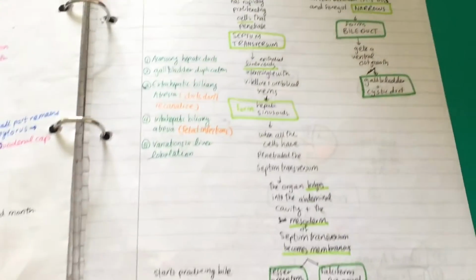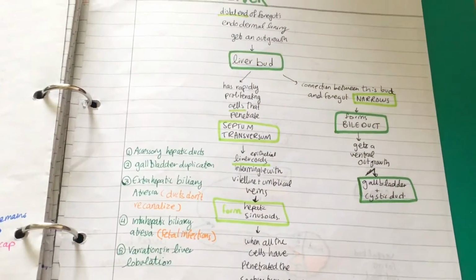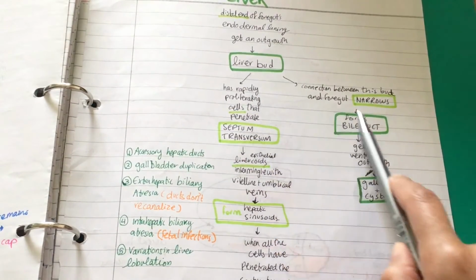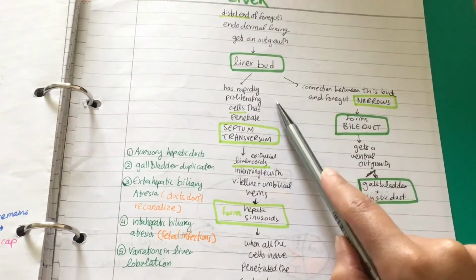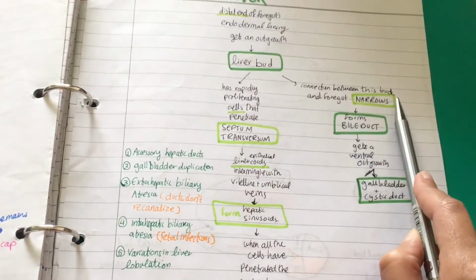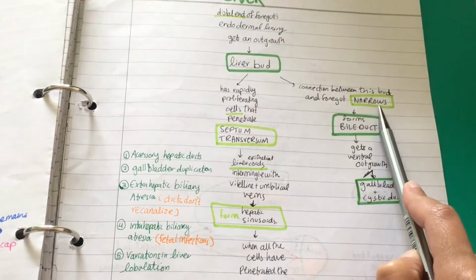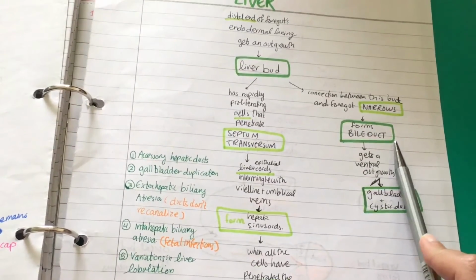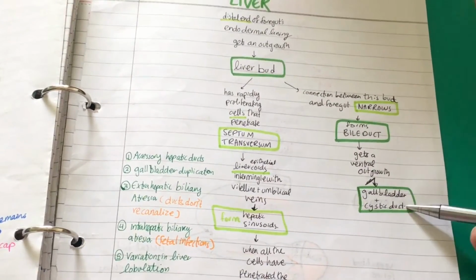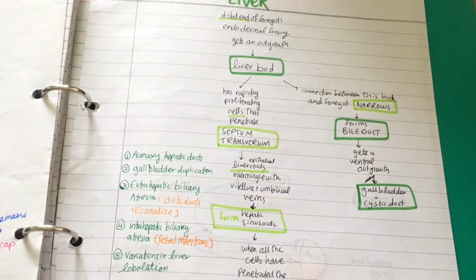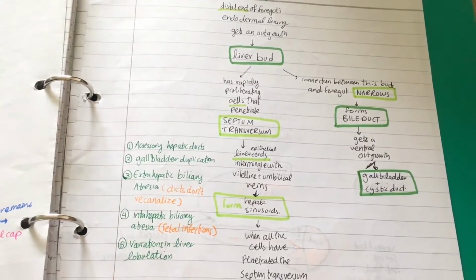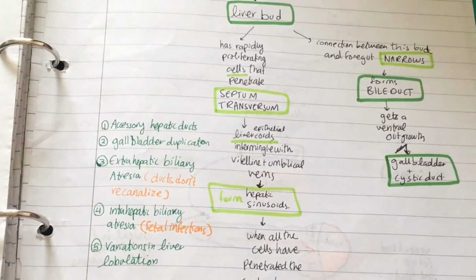Now let's move on to this. The liver bud. This is how the liver is formed, right? But the liver bud also goes through this. A connection between this bud and the foregut narrows, and this forms the bile duct, which gets a ventral outgrowth, which forms the gallbladder and the cystic duct. That is it. We also have a few anomalies, of course, so let's get into them.